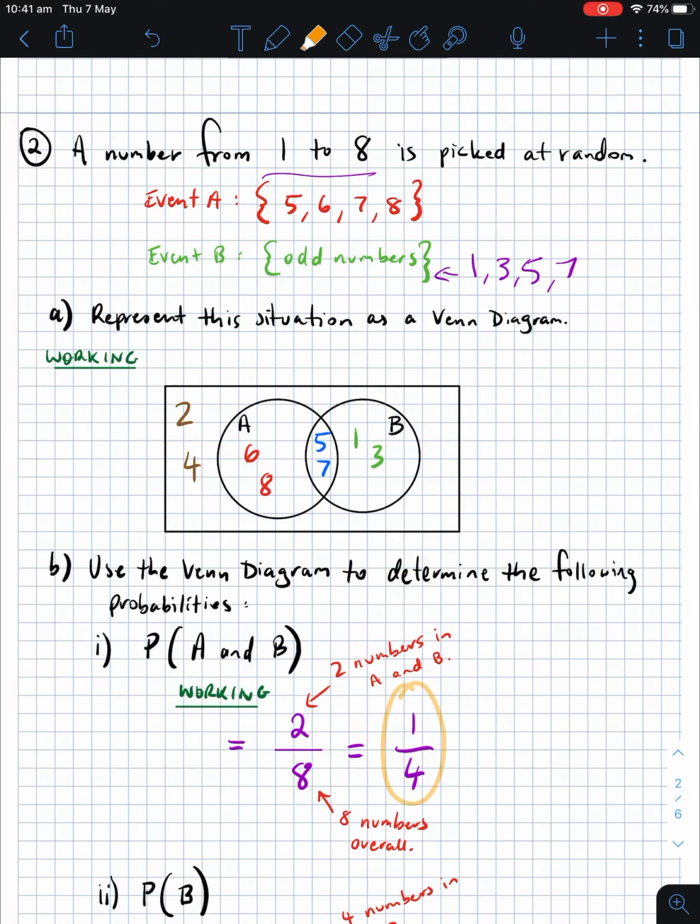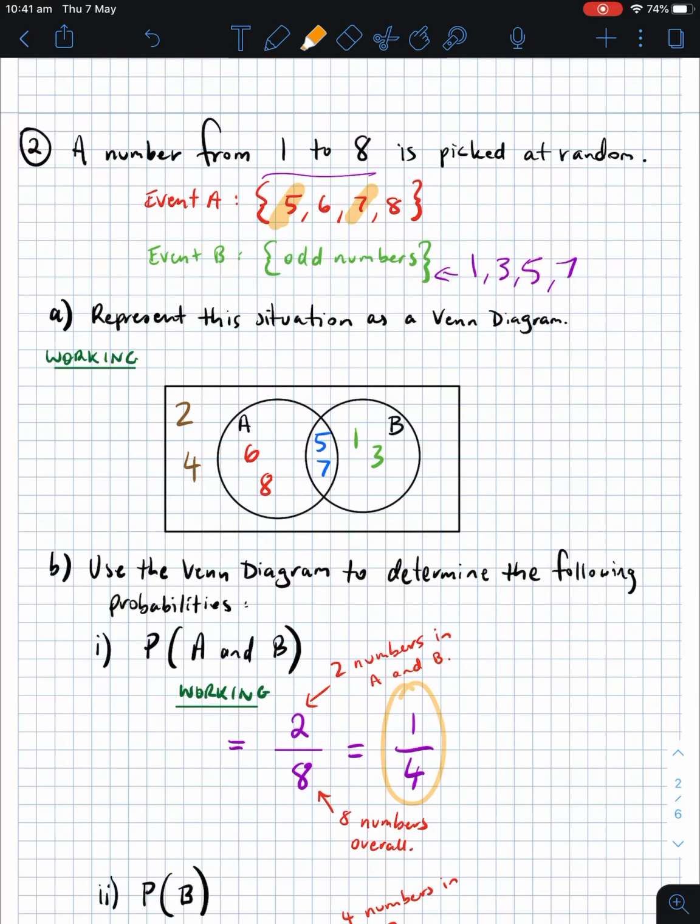Next up, what is in the A only section? So we've already done 5 and 7. That means that 6 and 8 are still in A, but they're not in B. So I'm dealing with the rest of event A first, 6 and 8. So I put 6 and 8 right here in the A only part. Now let's deal with the parts that are only in B. So I've already dealt with 5 and 7, they're in the middle. But 1 and 3, that's in B only, they're not in A. So I'm putting those numbers in the B only section.